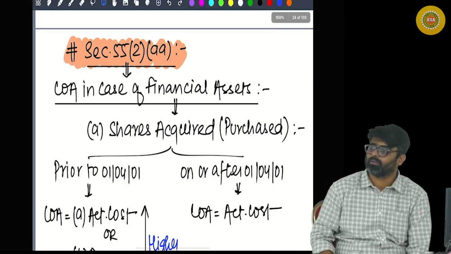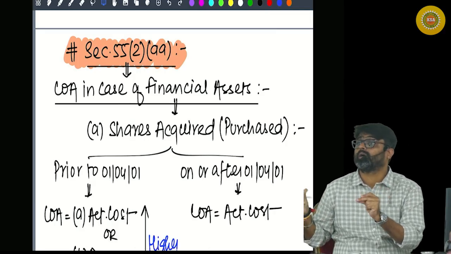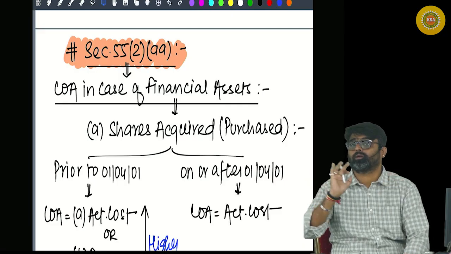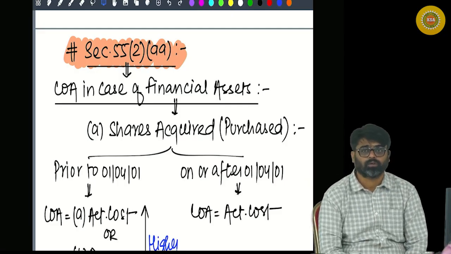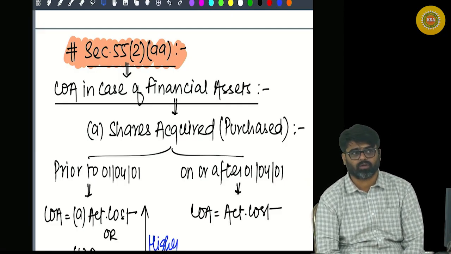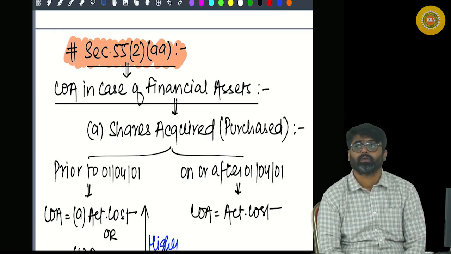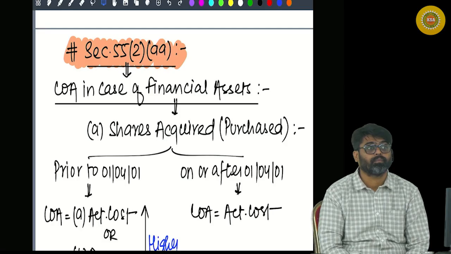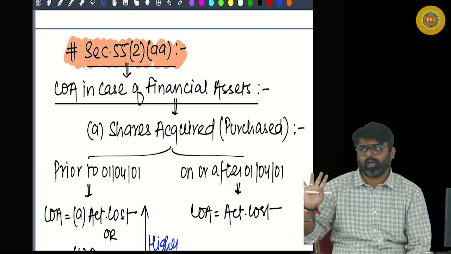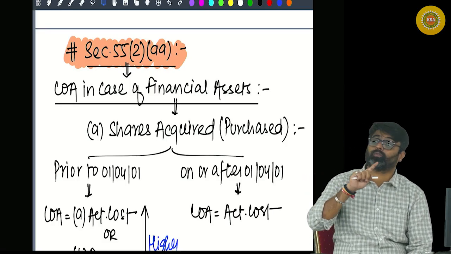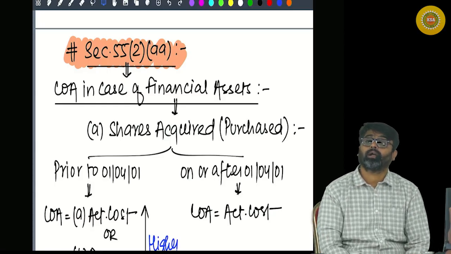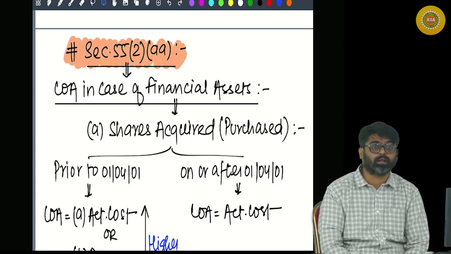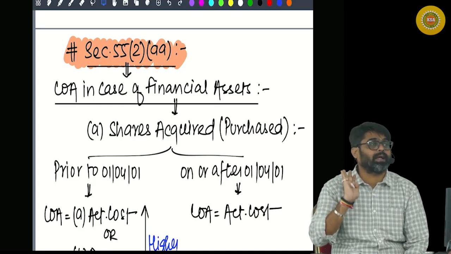How many assets? Any capital asset. Sir, any capital asset, what will be the cost of acquisition? Actual cost. If the capital asset was acquired prior to 1st April 2001, actual cost or fair market value, whichever is higher. But if that capital asset is immovable property, cost of acquisition will be actual cost. But if the immovable property was acquired prior to 1st April 2001, then actual cost or fair market value, whichever is higher. But the fair market value should not be more than the stamp duty value.